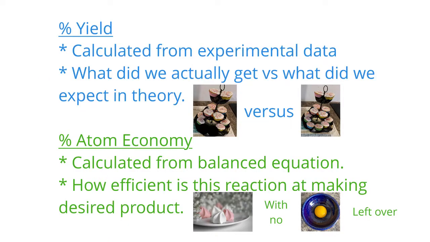Percentage yield we calculate from experimental data. What did we actually get versus what did we expect to get? Atom economy calculated from a balanced equation. How efficient is the reaction at making the desired product with no unwanted side products?